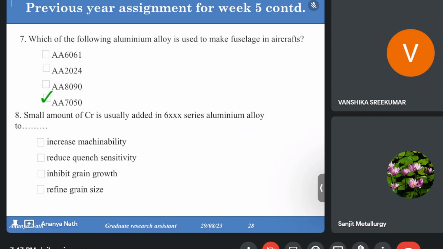Then a small amount of chromium is usually added in 6000 series aluminum alloy to, I guess, increase the machinability and reduce the corrosion sensitivity. Okay, chromium is always added to inhibit grain growth. This is one thing, and to refine the grain size. In other alloys also you'd see chromium is added for refined grain size. It has that characteristic. Okay, I have another thing to say.